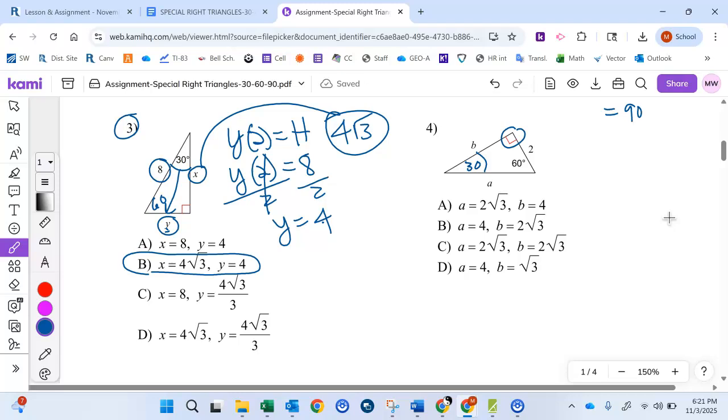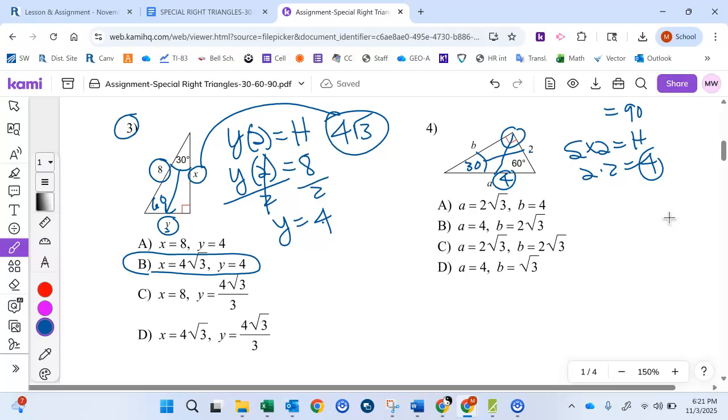So we know that the short leg goes with the 30, so that means the short leg is going to be 2. And when we multiply that by 2, we get the hypotenuse. So that means 2 times 2 is equal to 4. So that would be our hypotenuse. So that would be 4, okay?